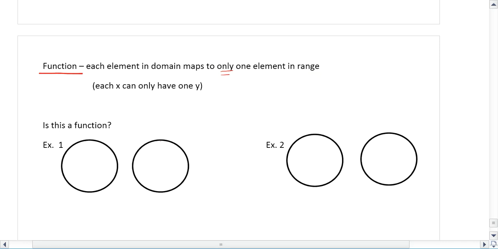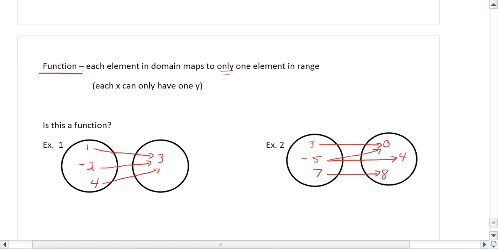But the vice versa is not true. The y's can have more than one x, and it's still a function. And we'll look at that in the mapping diagram, and we'll also look at that on a graph. In these two examples of mapping diagrams, we are asked to determine, is this a function?